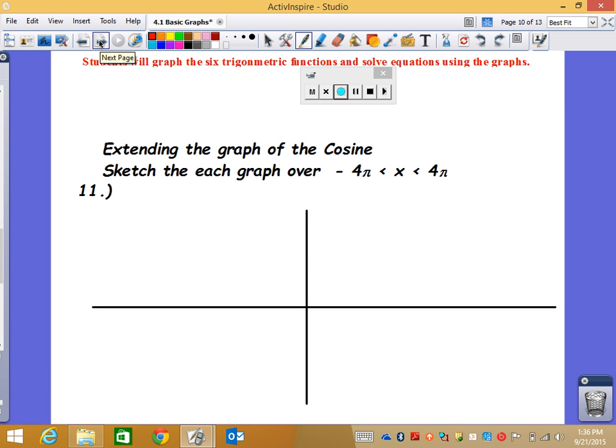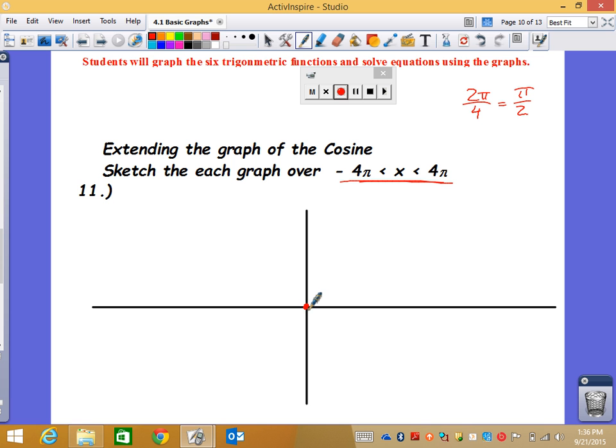So let's talk about extending the graph of cosine from -4 pi to 4 pi. So instead of starting at 0 to 4 pi, we're going to start from -4 pi to 4 pi. So remember, 2 pi is a standard period of cosine, so we're having 2 periods either way, so a total of 4 periods. So again, to figure out how far my key points are away from each other, we take the period 2 pi divided by 4 key points. So my key points are pi over 2 away from each other.